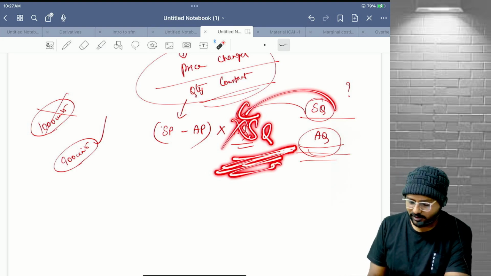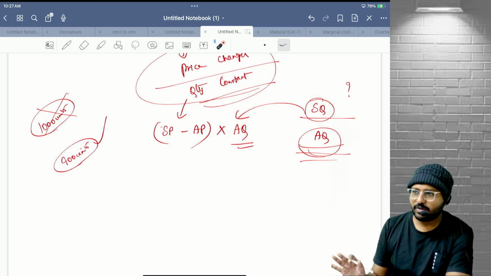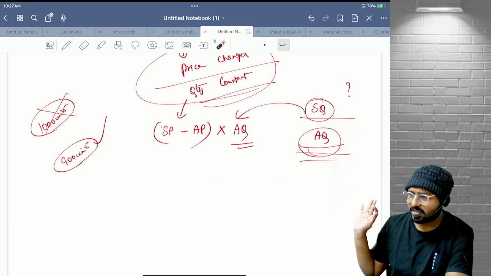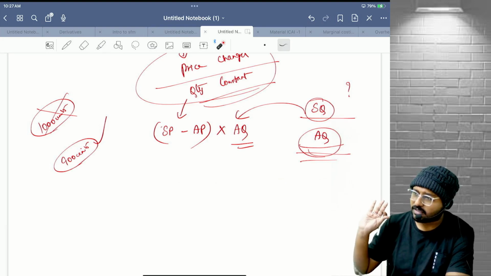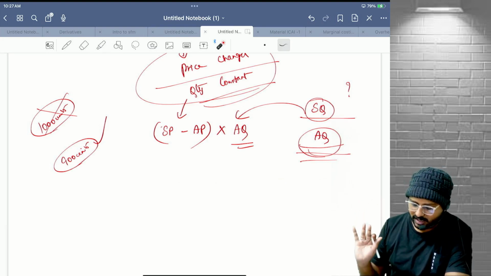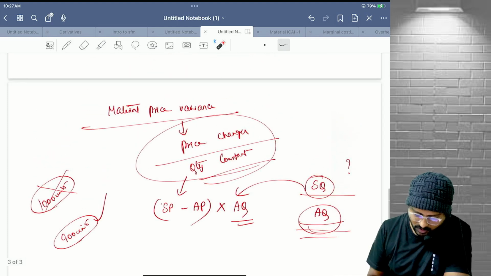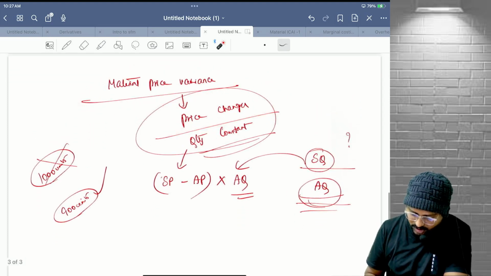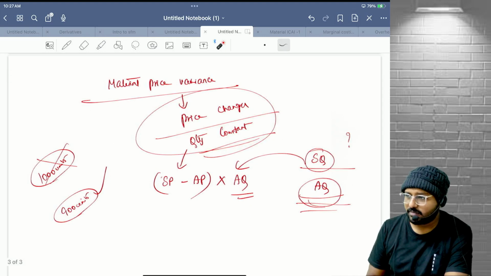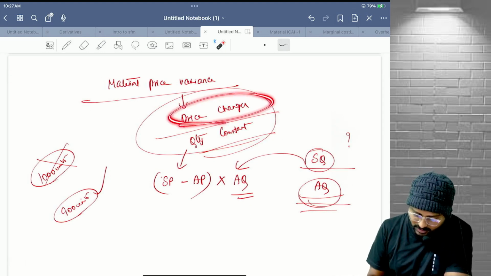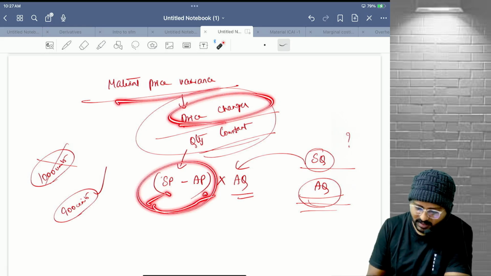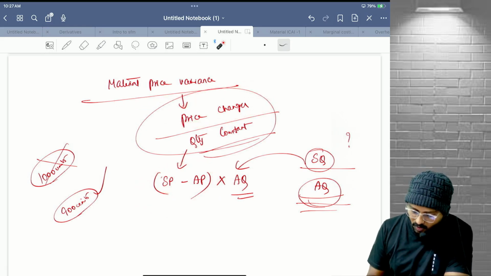If you're able to understand it, just keep it with you. Otherwise, these things anyway will not be tested in the exam. This is only for your satisfaction. So again, the logic is very simple. Price variance means price will change and quantity will remain constant. There are two prices, so the difference between the prices is nothing but price variance. Quantity will remain constant.